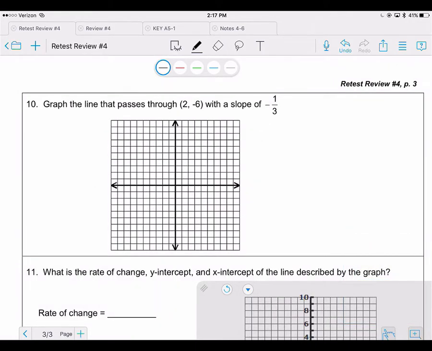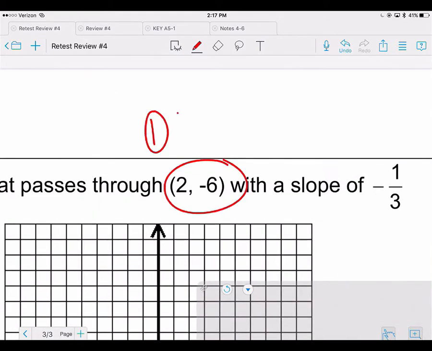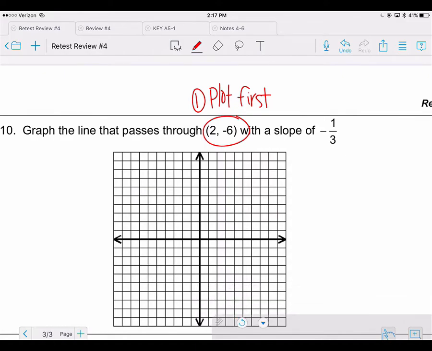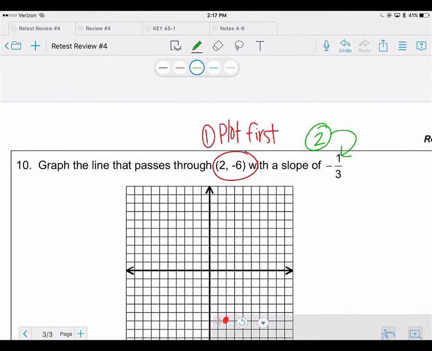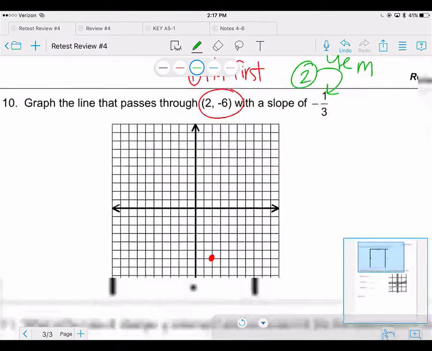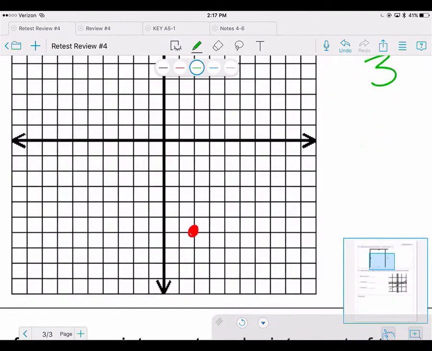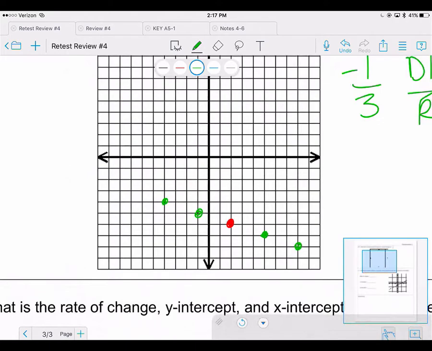10 asks us to graph a line that goes through the point 2, -6 that has a slope of -1/3. So we are going to plot first. So I go 2, -6 and plot that. And then second, I use my slope of -1/3. -1/3 means go down 1, right 3. So down 1, right 3, down 1, right 3. We can also go up and to the left to get a couple extra points, and then draw our line.